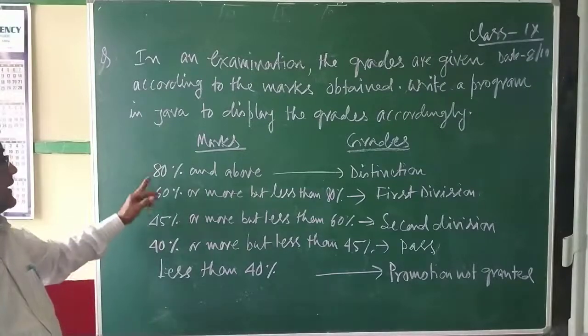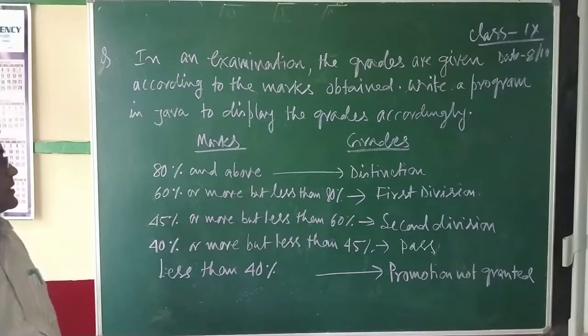Now marks of 80% and above, the grade is distinction. 60% or more but less than 80% is first division. 45% or more but less than 60% is second division. 40% or more but less than 45% is pass, and less than 40% is promotion not granted, meaning fail.